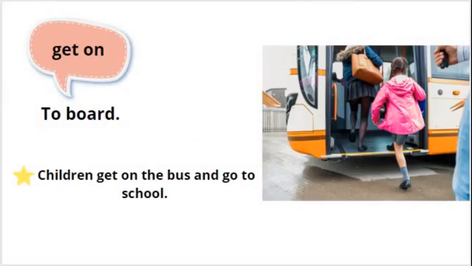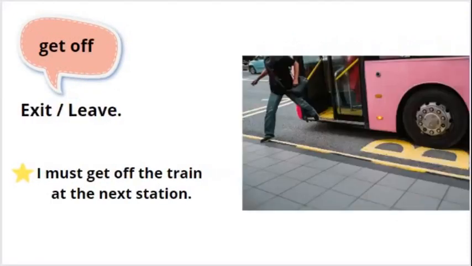Get on. Get on means to board. Example: children get on the bus and go to school. Get off. Get off means to exit or leave. Example: I must get off the train at the next station.